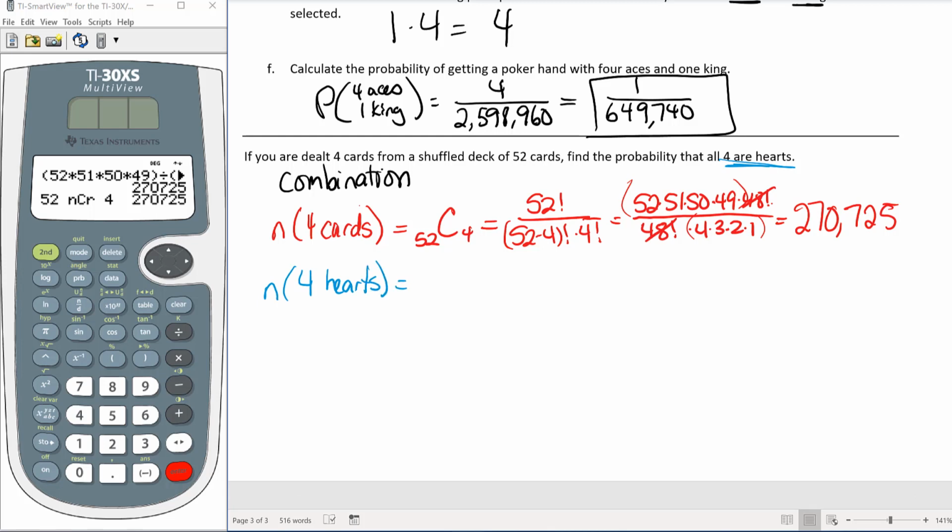So we are picking 4 cards from the total number of hearts. Now, how many different hearts could we get? Well, we have 13 total hearts in the deck of cards, and if we just want 4 of those 13, we're going to use the combination of 4 from 13. So 13 minus 4 factorial times 4 factorial. So 13 times 12 times 11 times 10 times 9 factorial over 9 factorial. I stop at 9 because 13 minus 4 is 9 factorial, and I want those two things to divide out nicely.